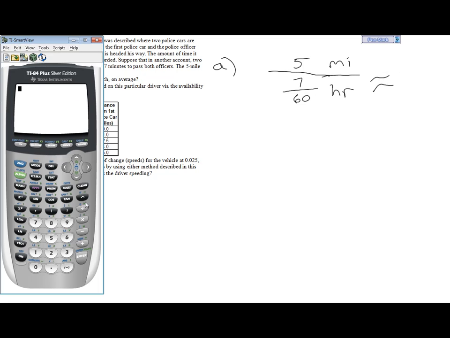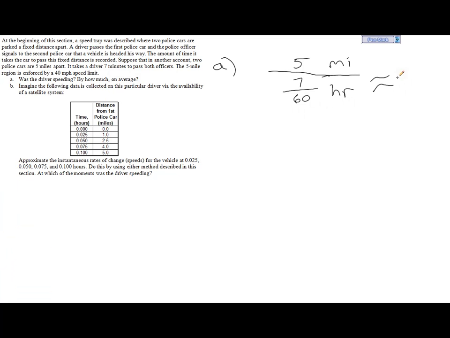So we'll type this in, being careful to have parentheses for the 7/60ths, just to ensure that our calculator understands that that's all in the denominator. And we have that the driver's going about roughly 43 miles per hour. Okay, well, it looks like the driver was speeding a little bit. He was about 3 miles per hour over the speed limit.